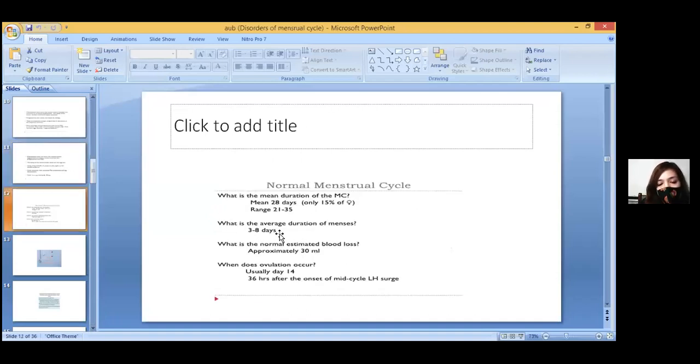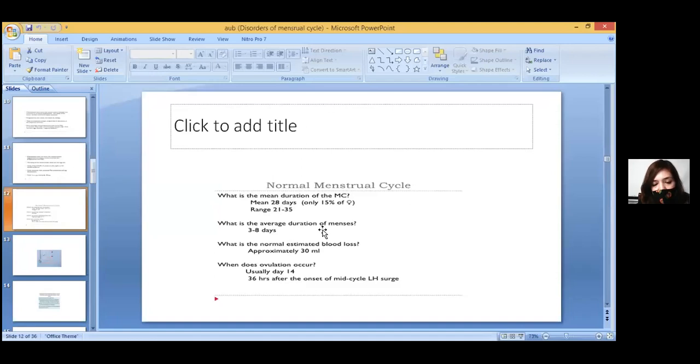Usually a normal menstrual cycle is about 28 days, but it is not compulsory that every patient has 28 day cycles. At times the cycle is 21 days, 32 days, 35 days. So the normal average cycle is 21 to 35 days. Cycle means after how many days the patient bleeds. So it varies from 21 to 35 days.